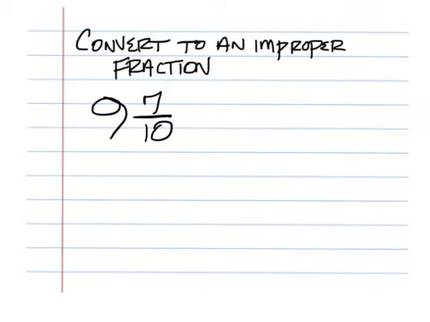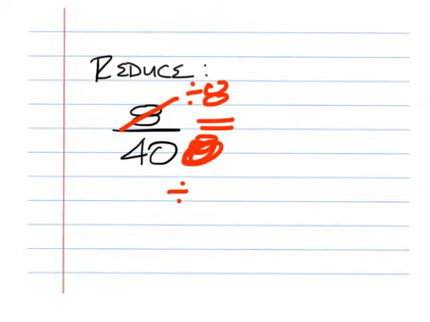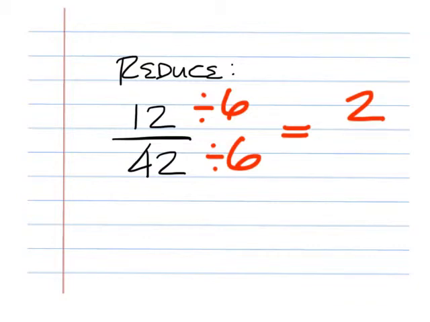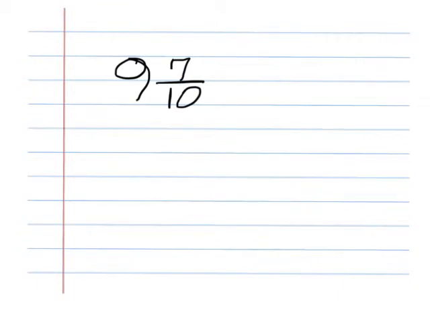Practice 4. The highest number that goes into 8 and 40 is 8. If you divide both by 8, then you should come up with 1 over 5. Another bonus. Highest number that goes into 12 and 42 will be 6. So if you divide both by 6, you get 2 over 7.